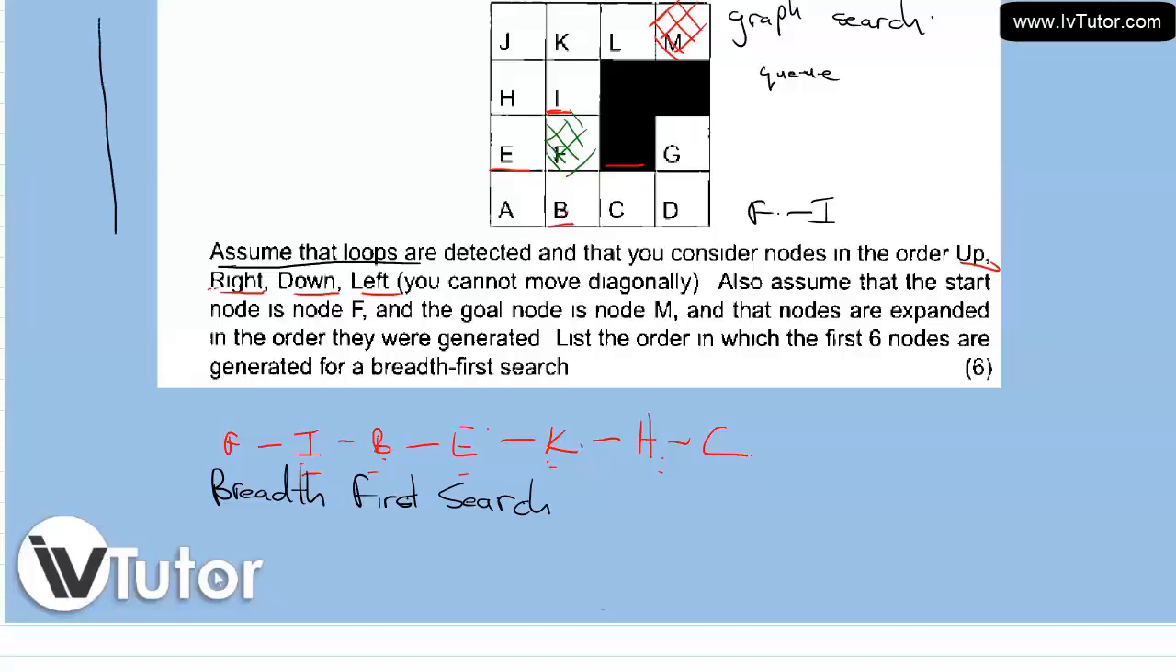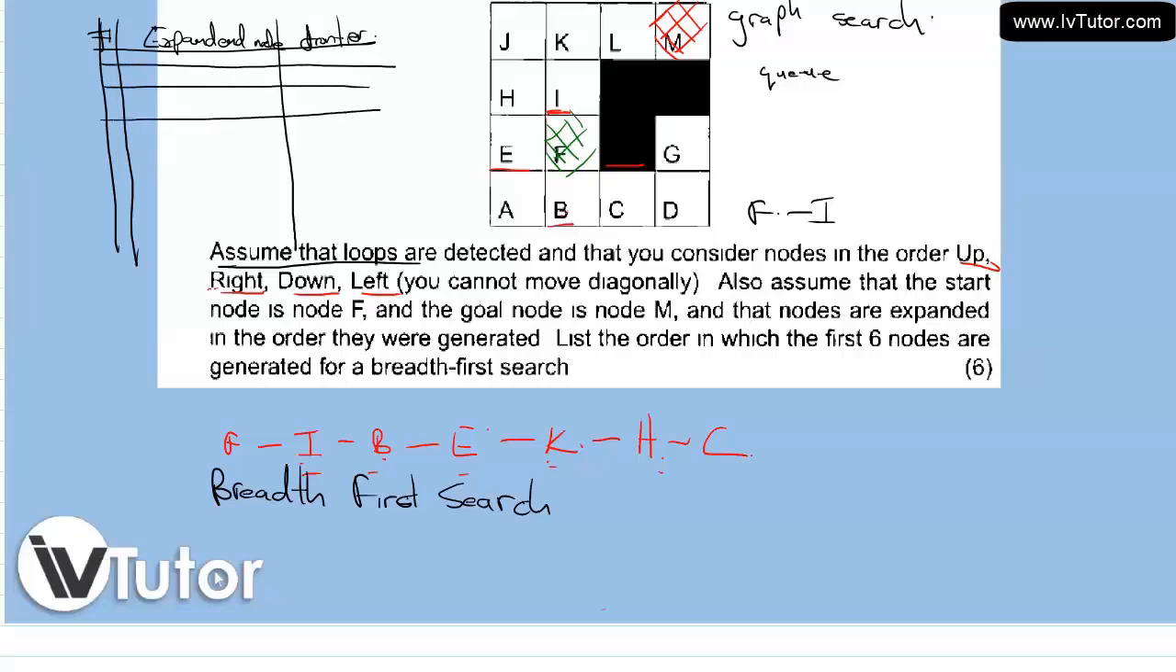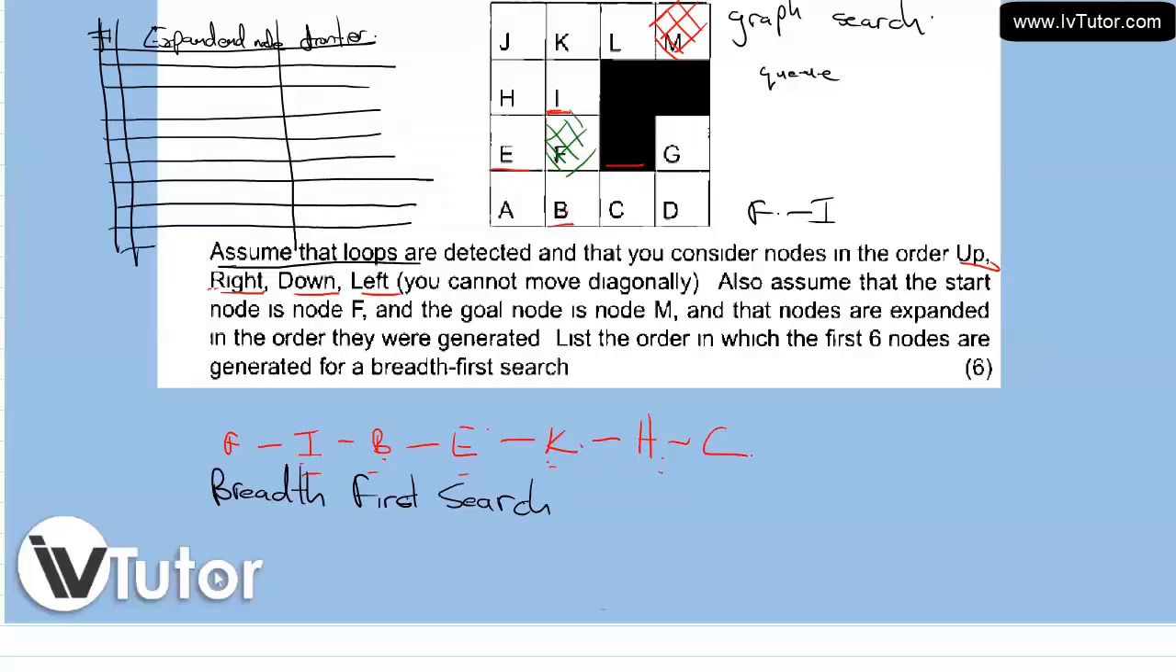let me teach you a trick of using tables here. This is the number, this is the expanded node, and this is the frontier. Rows 1, 2, 3, 4, 5, 6, 7, 8, 9.